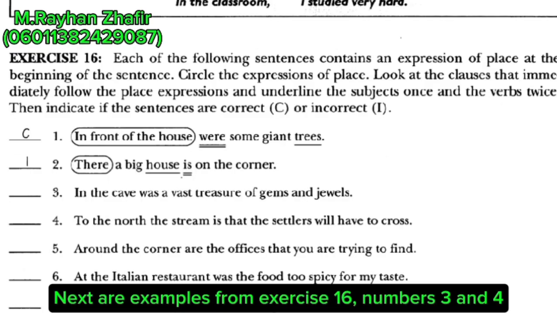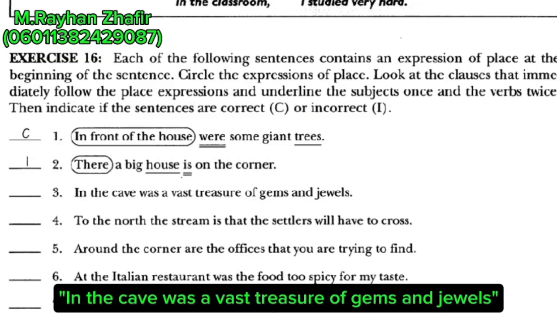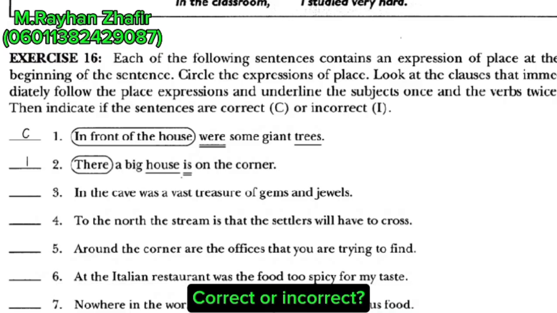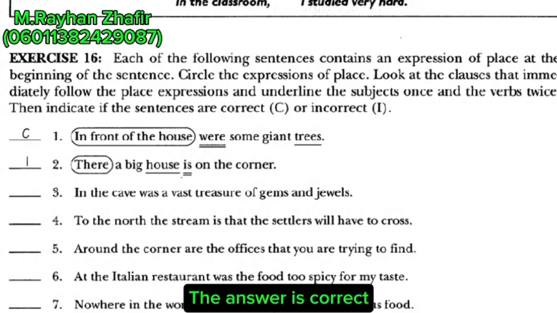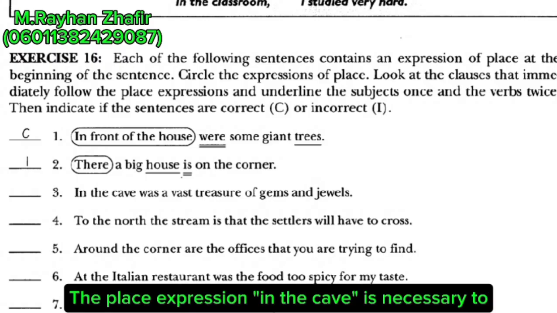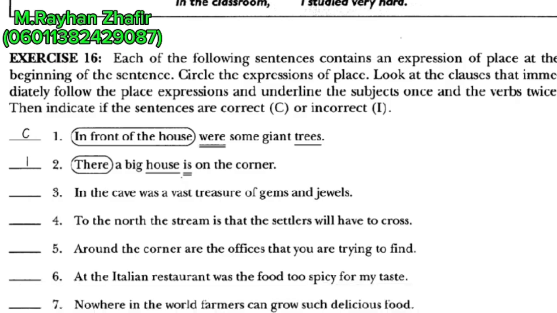Next are examples from exercise 16, numbers 3 and 4. Number 3: in the cave was a vast treasure of gems and jewels. Correct or incorrect? The answer is correct. The place expression in the cave is necessary to complete the sentence, so the subject and verb are inverted.